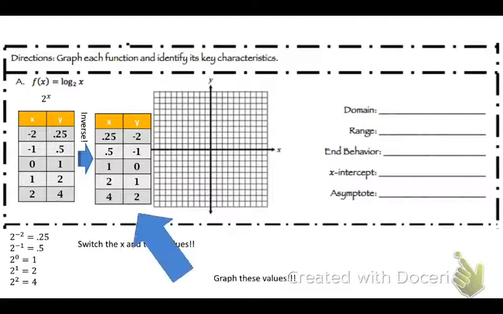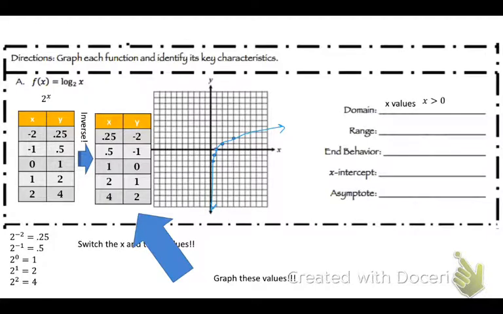So at 0.25, I go down to -2. At 0.5, I go down to -1. At 1, I go to 0. At 2, I go to 1. At 4, I go to 2. Then I can graph that. Okay, so you still do those five points, -2, -1, 0, 1, 2. But once you do that, we just have to invert it. That's the only difference between the log and your regular exponentials, is you have to invert it before you can graph it.